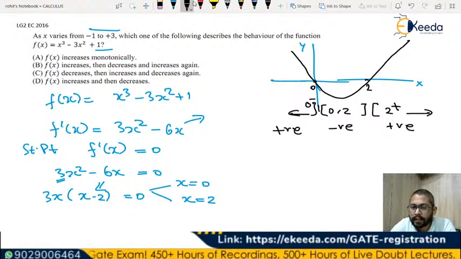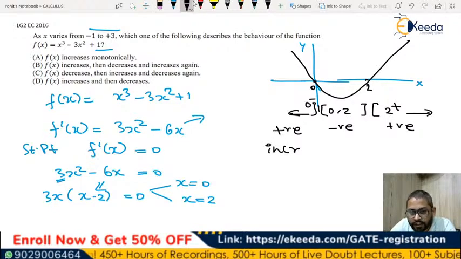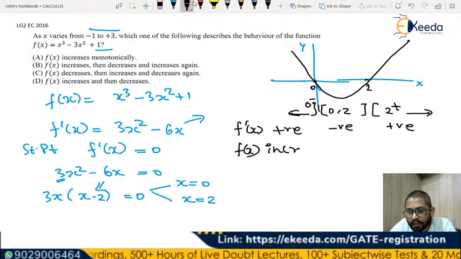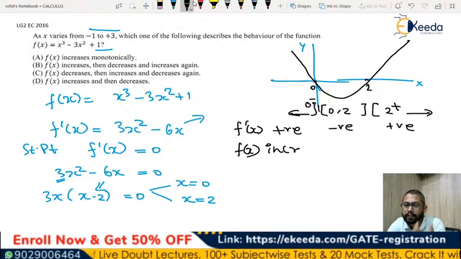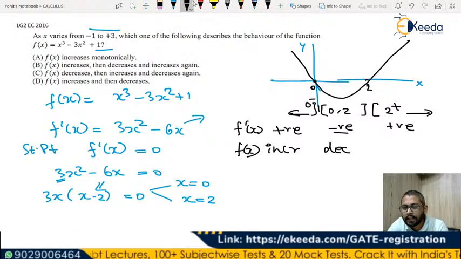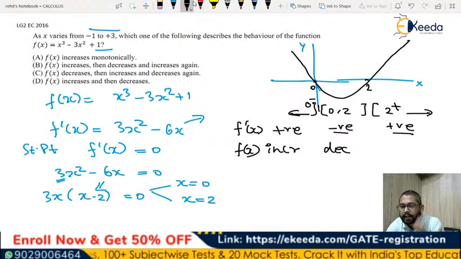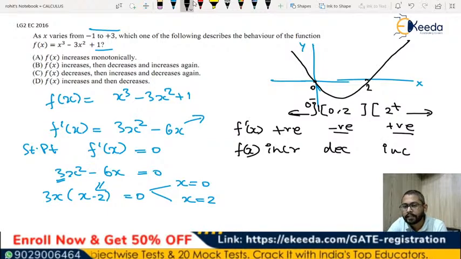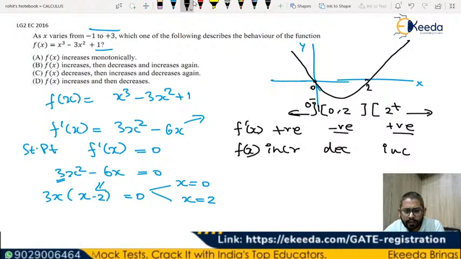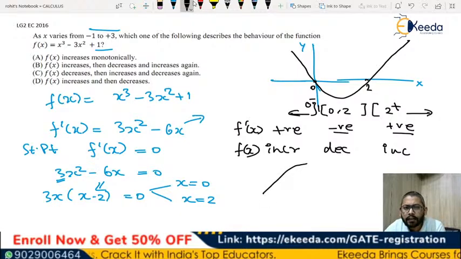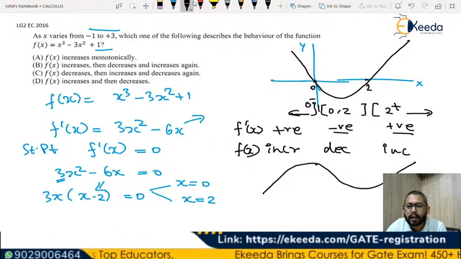So if it is positive, it is increasing the function. This is the derivative, which is positive, negative. This is the function: if the derivative is positive, it is increasing. If the derivative is negative, it is decreasing. And if the derivative is positive again, it is going to be increasing. So roughly, the graph is going to be increasing and then decreasing and then maybe again increasing, right?